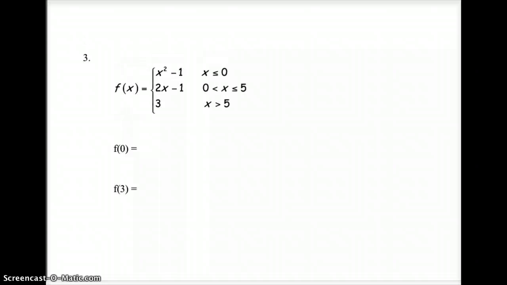Let's do number 3 here. I have 3 constraints this time. When x is less than or equal to 0, I use the first function. When x is greater than 0 but less than or equal to 5, I'm in the middle. And if x is strictly greater than 5, my value is simply 3. So when I'm substituting in 0, meaning I'm equal to 0, I'm in the first equation, so I plug a 0 into that first function. 0 minus 1 is simply -1.